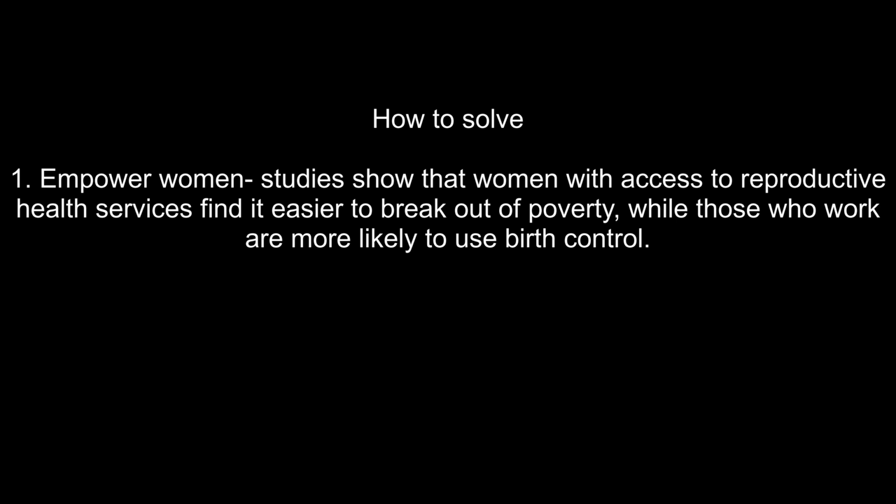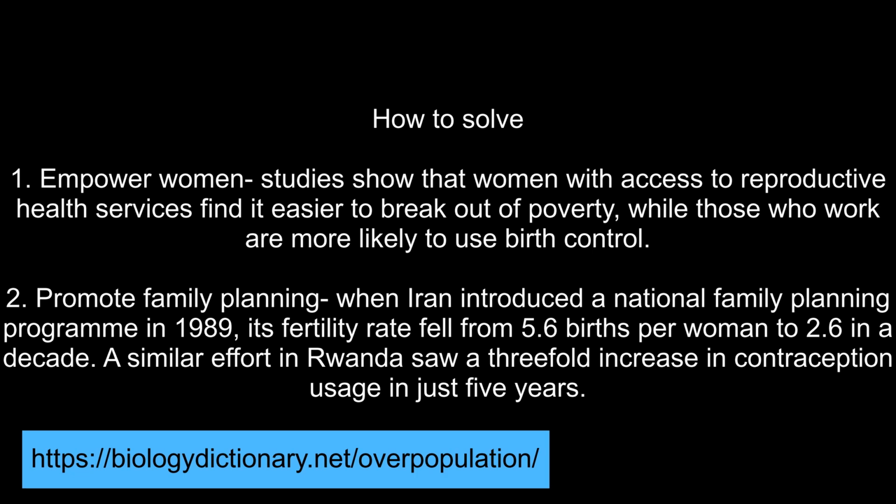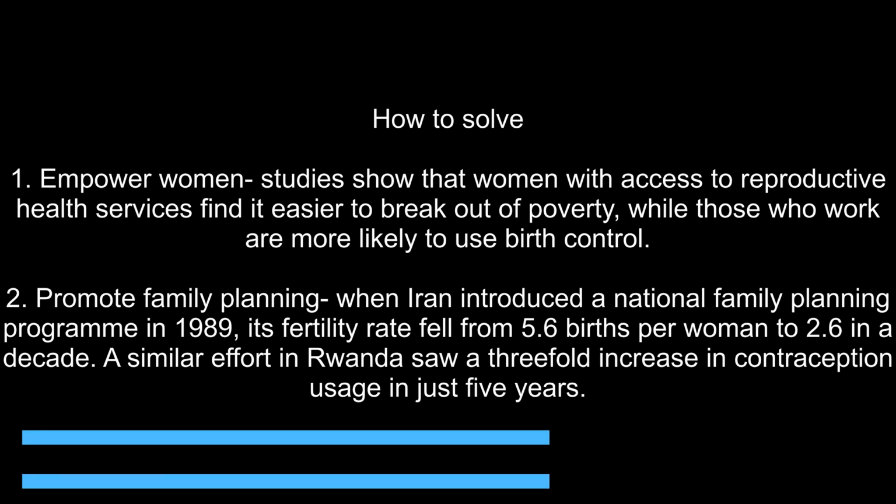How to solve? Empower women. Studies show that women with access to reproductive health services find it easier to break out of poverty, while those who work are more likely to use birth control. Promote family planning. When Iran introduced a national family planning program in 1989, its fertility rate fell from 5.6 births per woman to 2.6 in a decade. A similar effort in Rwanda saw a threefold increase in contraception usage in just 5 years.